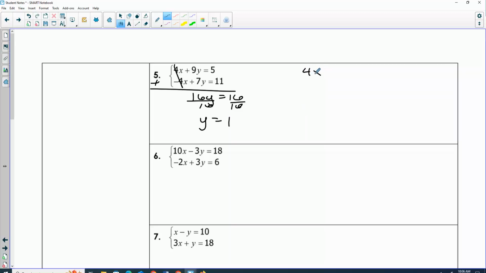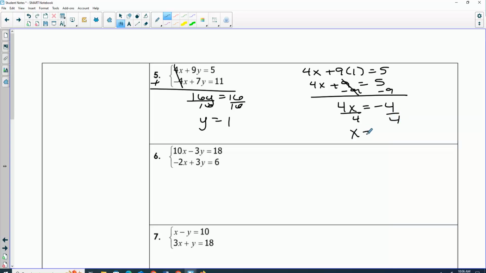If you plug that back in, we get 4x plus 9 equals 5. Subtract your 9. Then if we divide by 4, x is negative 1. So our answer is negative 1, positive 1.